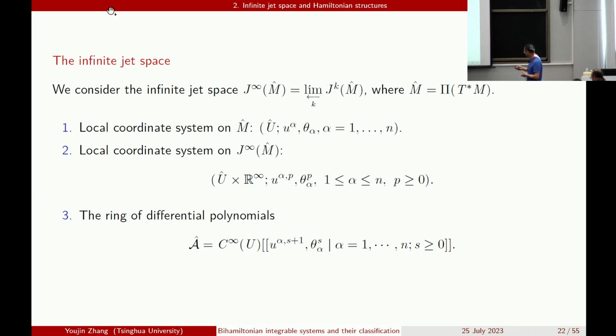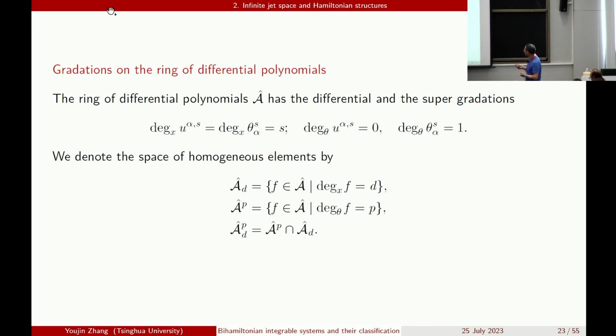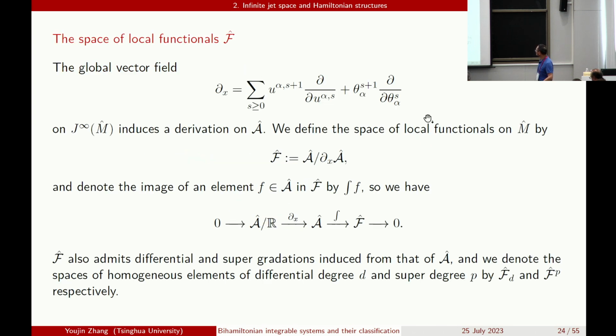We denote them by a hat. And then we know that on these differential polynomials, we have two gradations which we are going to use. One is the differential gradation, the powers of the orders of the differentiation. And also the gradation for the super variables. The number of times the super variables appear, we count as the super gradation, and we can define the homogeneous space of the two gradations.